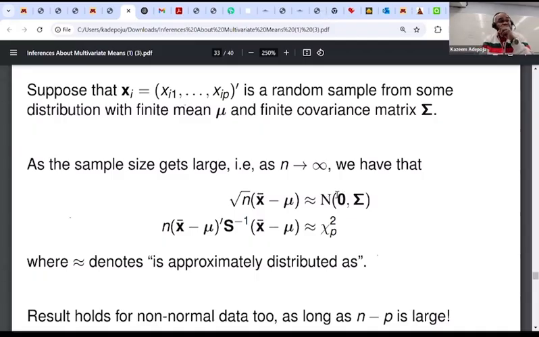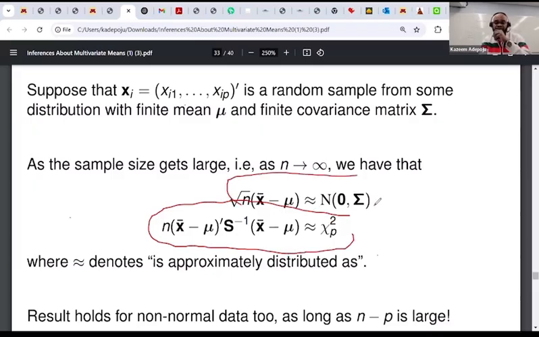The mean vector is going to be 0. And this quantity follows a chi-square distribution. Take a look at that. That one follows a chi-square distribution. The other one follows a normal distribution with a mean vector 0. And that is when sample size is large.